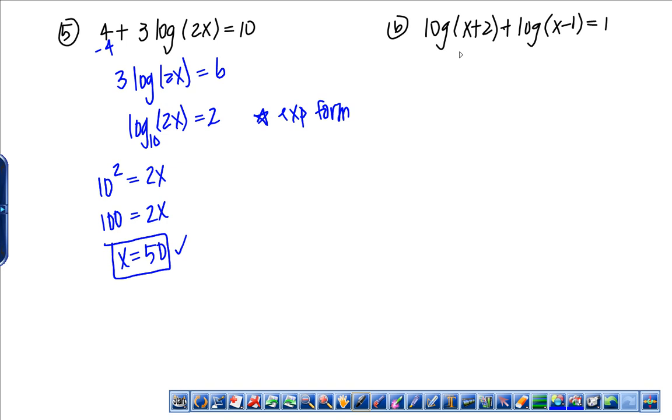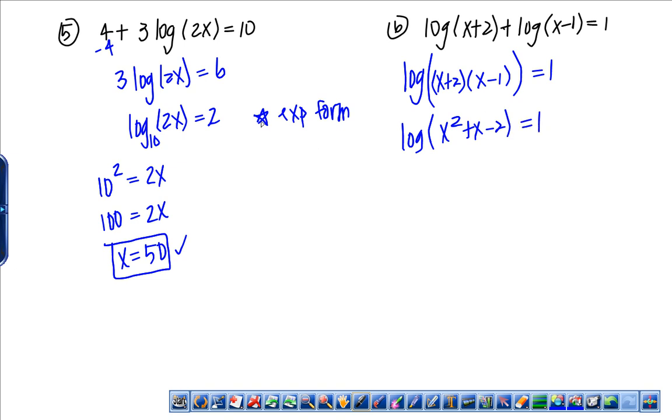Okay, number 6. Again, this is already logged. How about one of your logs? Remember when there's a plus, I'm going to take these logs and make one big log together, combine these. So this would be x plus 2, and multiply that times x minus 1. And that's equal to 1. I can go ahead and combine those, so that's going to be x squared plus x minus 2.